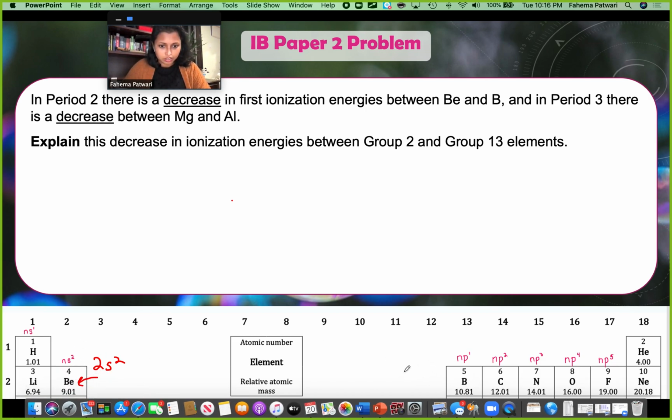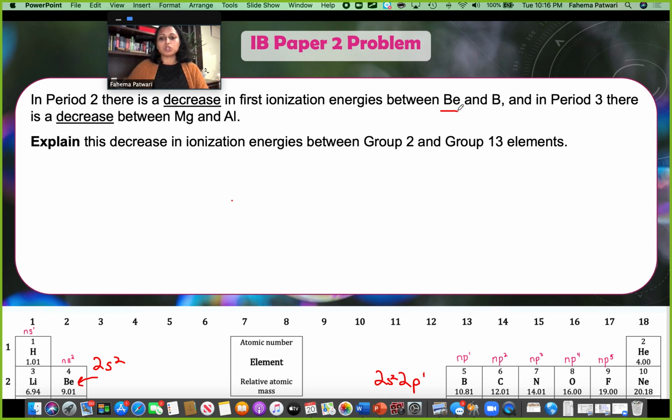Boron, its configuration ends in 2s2, and then it's got 1 extra electron, so that's 2p1. So between these two, which one is more stable? Something is more stable if it already has an orbital that's half full or full. Beryllium has a full s sublevel because s fills with 2 electrons, p fills with 6 electrons. So this one's not full. This one is full. So beryllium is slightly more stable as it is.